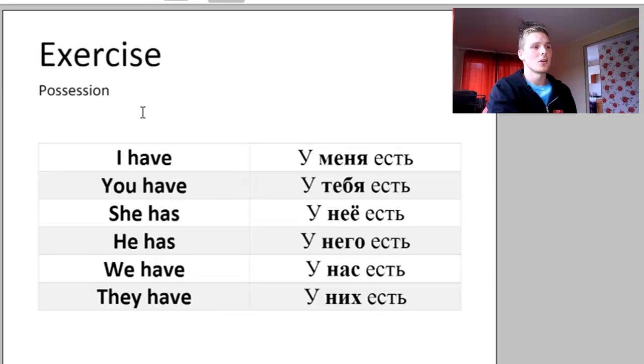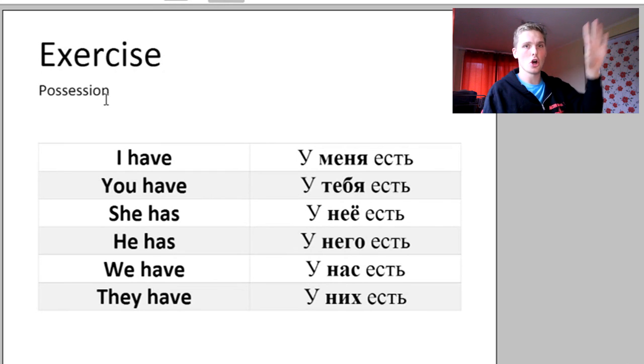Okay, so let's not waste any more time and get right into this. So here we have the exercise, possession. Some of you might already know that in Russian there's a special way of forming possession, like I have, she has, they have. What we say is, there is something at there. Or at him, at her, at me, kind of like that form. If you translate that word for word, that would mean there is something at him, at her, at me, at them. Okay?